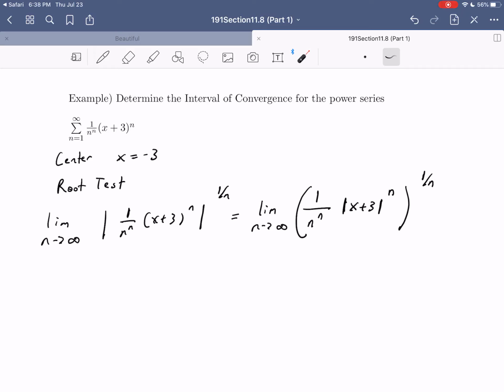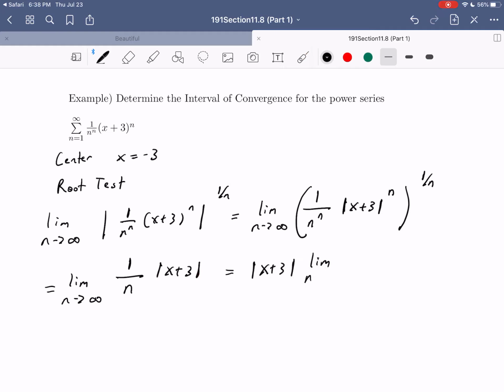Okay, now we can go ahead and distribute our exponent. Power to a power, we multiply those exponents. So we get the limit as n goes to infinity of 1 over n, and the absolute value of x plus 3. Then notice once again, this doesn't have anything to do with n, so this limit only applies here. We can pull this out front then. So we get the absolute value of x plus 3, times the limit as n goes to infinity of 1 over n.